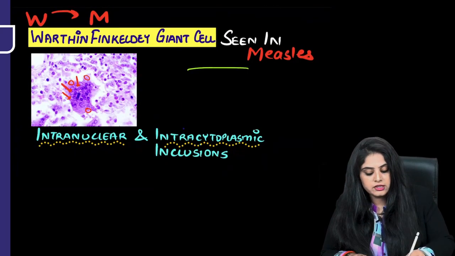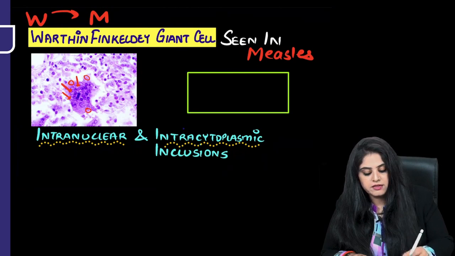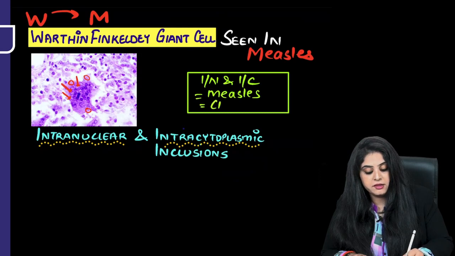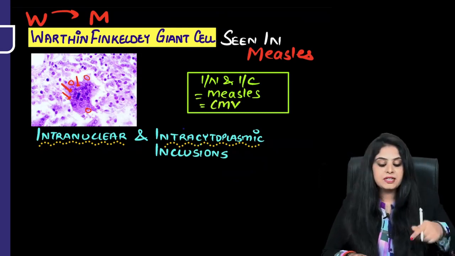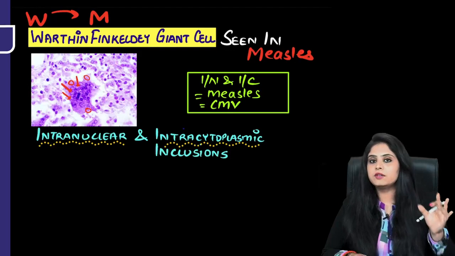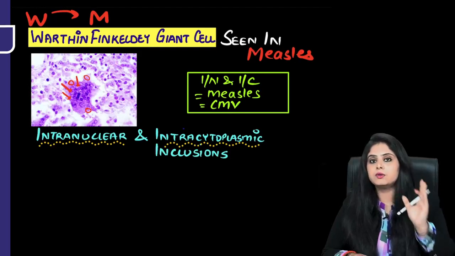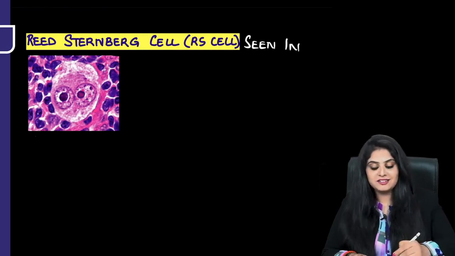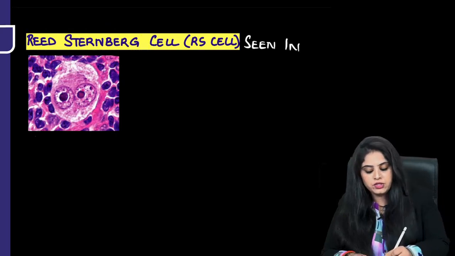Please note which are the only two viruses that you study in virology where intranuclear and intracytoplasmic inclusions are seen. One is measles and the other is the famous cytomegalovirus, the owl's eye, that I'm going to show you in a while. Everyone's okay with Warthin? W's opposite, Warthin's opposite, measles. Coming on to the owl's eye, but this owl's eye is a different one. What am I showing you? Reed-Sternberg cell. RS cell is seen in which lymphoma?